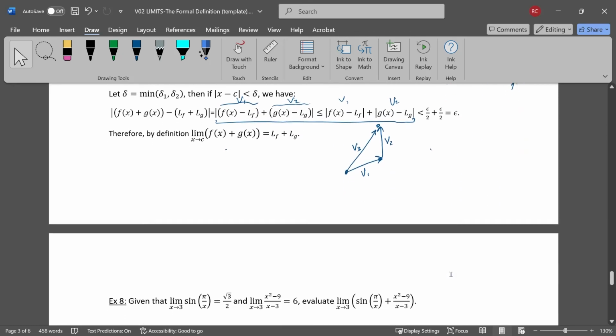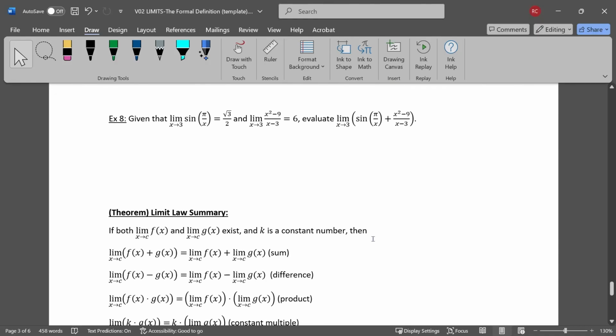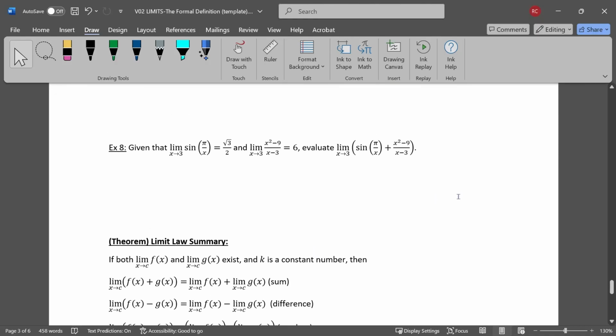But let's go ahead and roll on and actually apply this idea. So we're nearing the end. Not much left to do at this point. So we know the values of two limits, right? The limit as x approaches 3 of sine of pi over x is the square root of 3 over 2, and the limit as x approaches 3 of x squared minus 9 over x minus 3 is 6. Evaluate the limit of their sums.